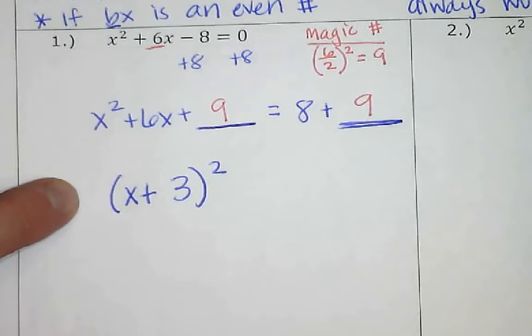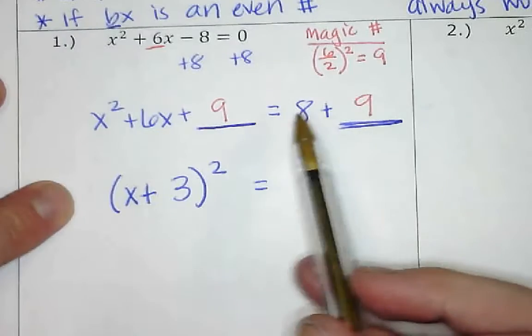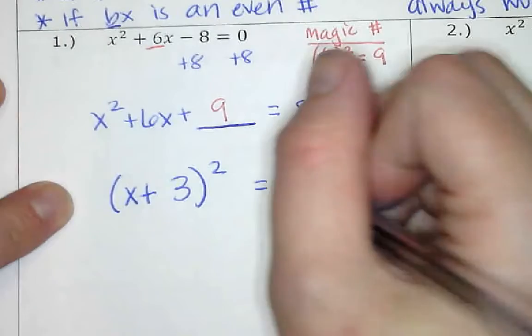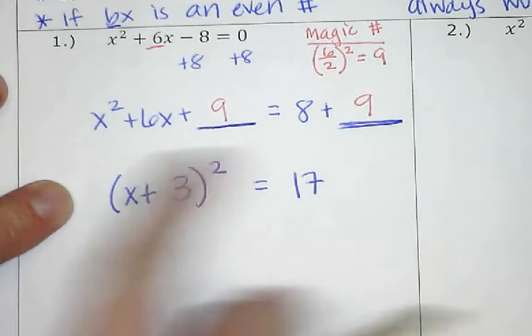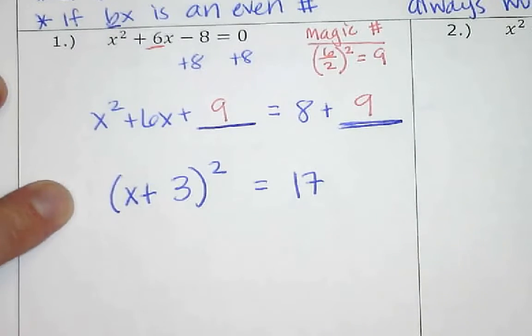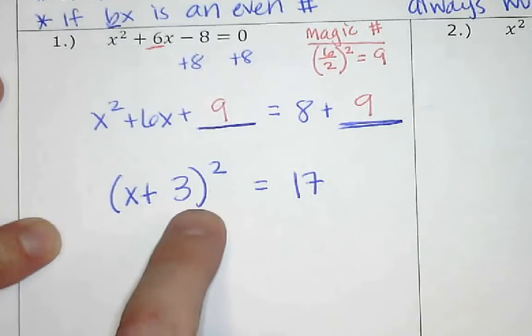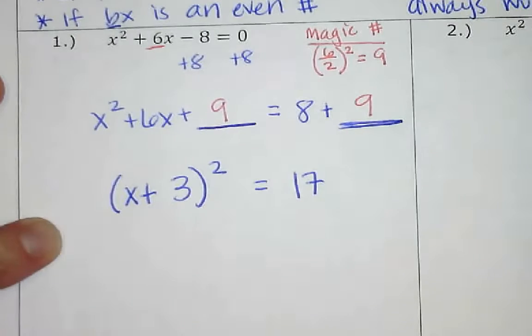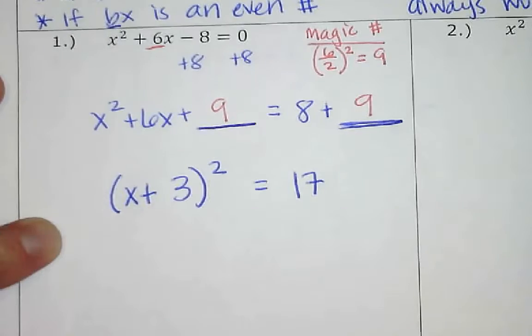And then, what is it equal to? Well, what's 8 plus 9? 17. Now that we have it right here, sorry, my fonts look weird. I don't know why I changed sizes. But x plus 3 squared equals 17. So now, what do I do if I want to solve? Square root it. Yeah, we do that just like we did on the page before.